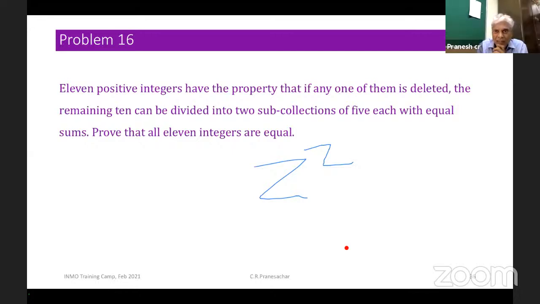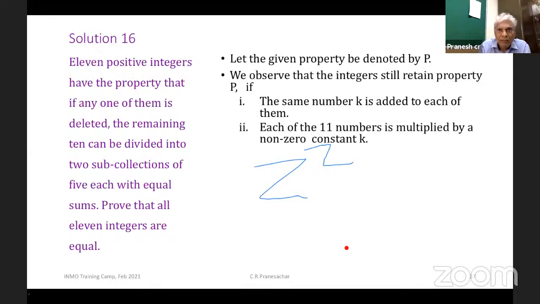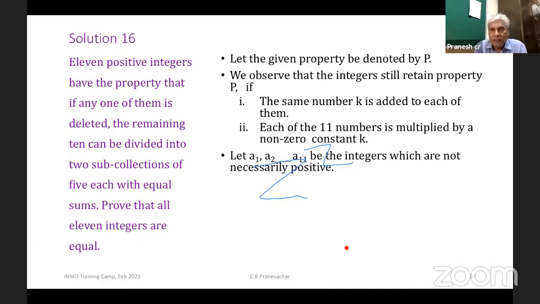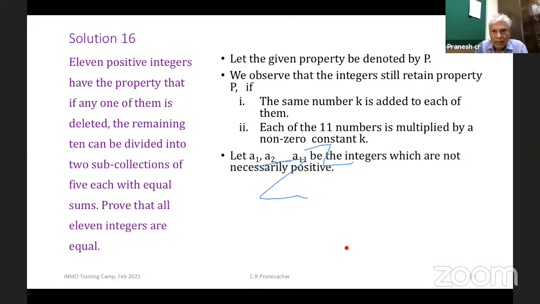So it looks like a kind of inaccessible problem, but still we have to look at some properties of these. Let the given property be called P. Then property P will be unaltered if you add the same number K to each of them. Suppose A1, A2, etc., A11 are the integers. Then A1 plus K, A2 plus K, etc., A11 plus K will also satisfy the property P.